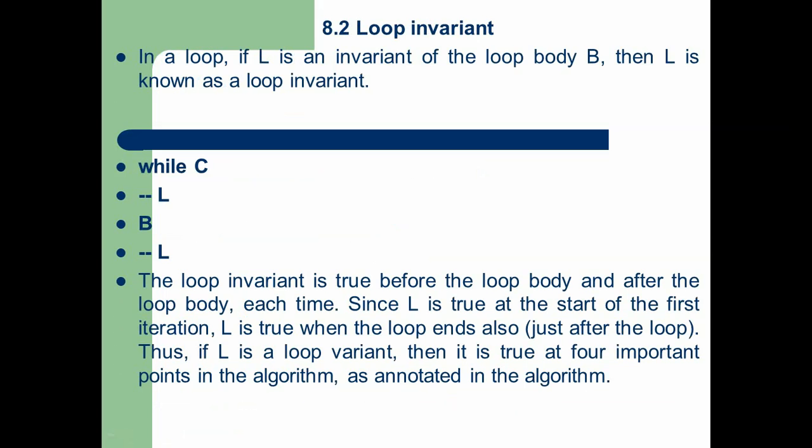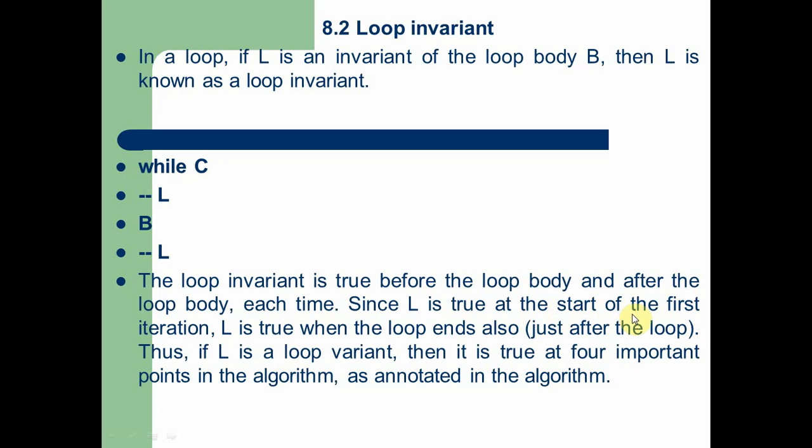So the next one is the loop invariant. What is the loop invariant? In a loop, if L is an invariant of the loop body B, then L is known as the loop invariant. The loop invariant is true before the loop body and after the loop body, and each time the iteration is executed. So this is the basic condition for any loop invariant. A loop invariant should be true before the execution of the loop, after the execution of the loop, and in each and every iteration of the loop.